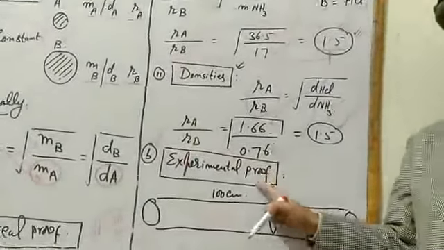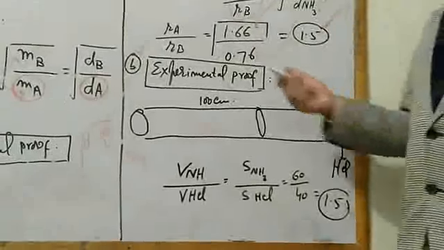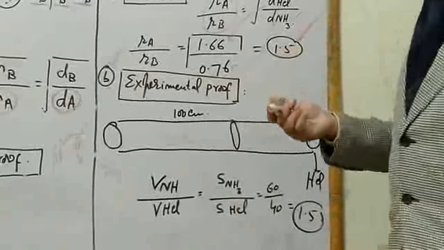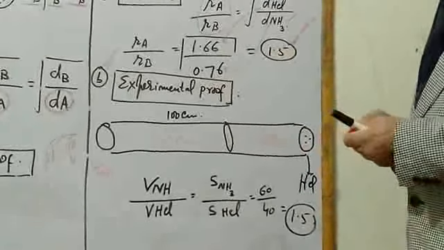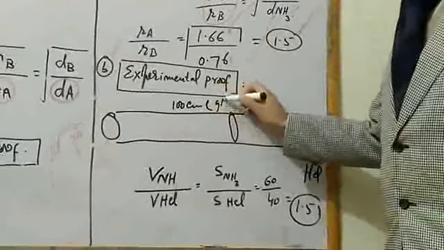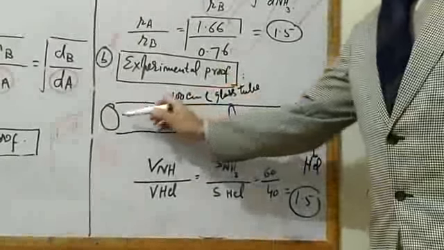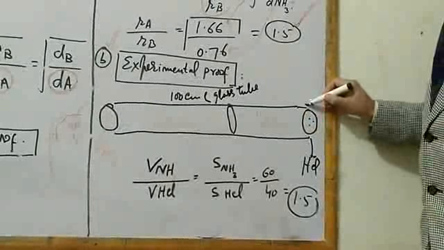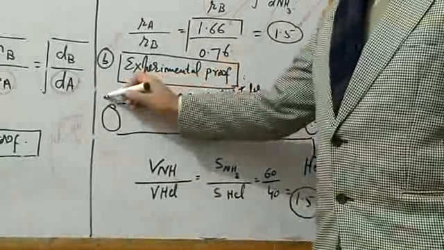Now, experimentally, how in your simple laboratory can you prove that lighter gases diffuse at a higher rate and heavier gases diffuse at a slower rate? For this purpose, you can take a 100 centimeter long glass tube. So here, this is a 100 centimeter long glass tube. The two ends of this glass tube are open. This is open and this is also open.